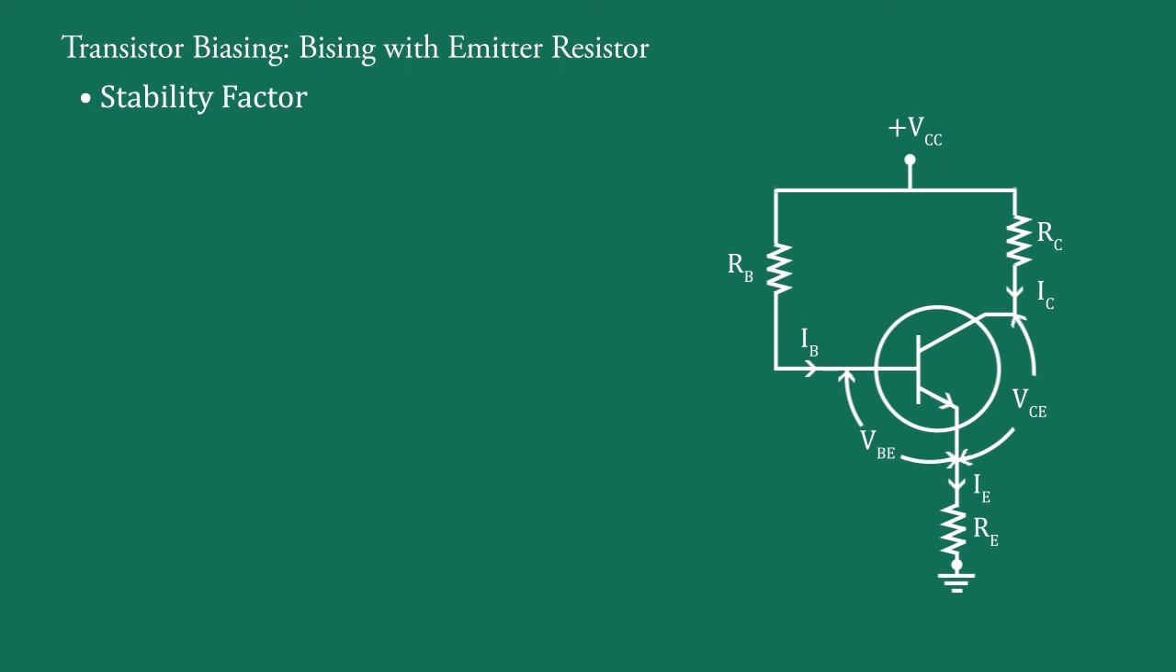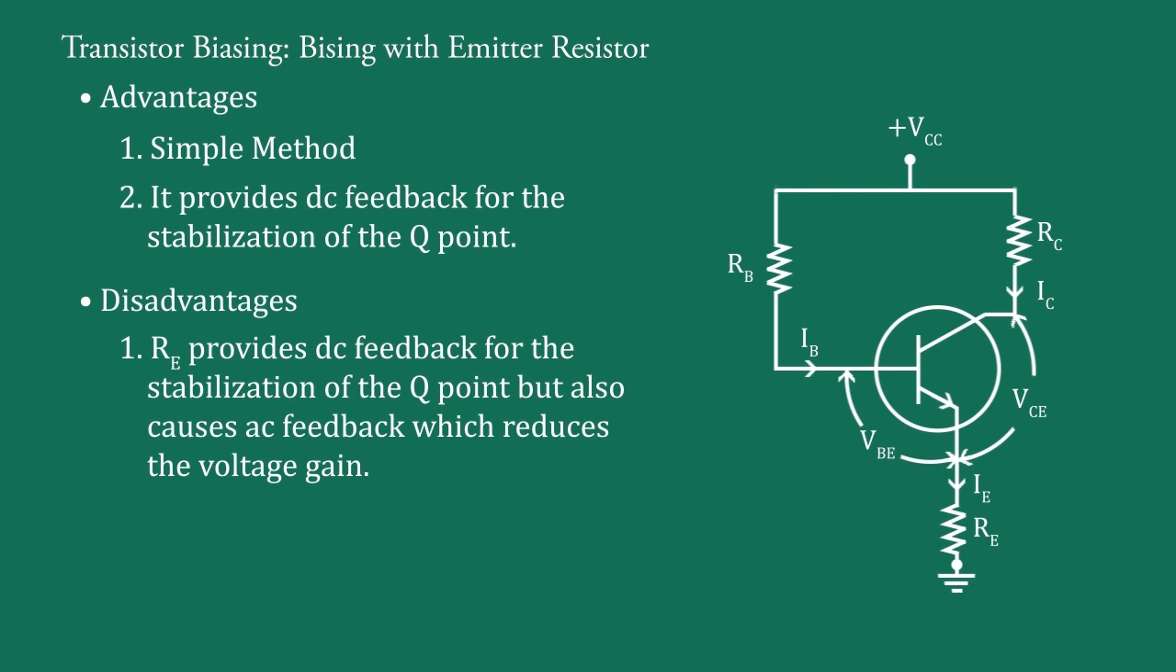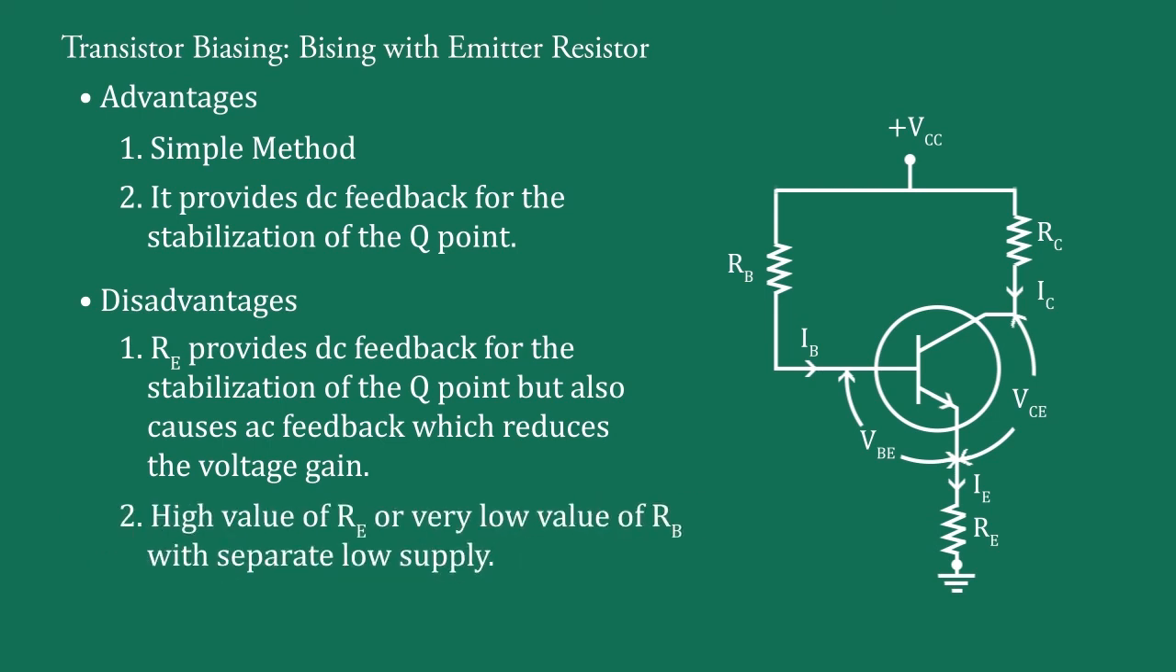Now look at the advantages and disadvantages. Advantages, there are two advantages. 1. It is a simple method because the circuit needs only two extra resistors. 2. The circuit provides DC feedback for the stabilization of the Q point. So these two are the advantages. Disadvantages. 1. The resistance RE provides DC feedback for stabilization of the operating point, but also causes AC feedback which reduces the voltage gain. 2. For better stabilization, we should have either a very high value of RE or a very low value of RB with a separate low supply in the base circuit. These two are the disadvantages of this biasing circuit.